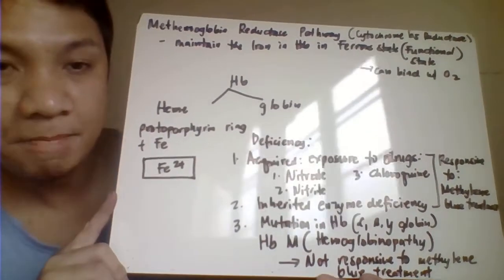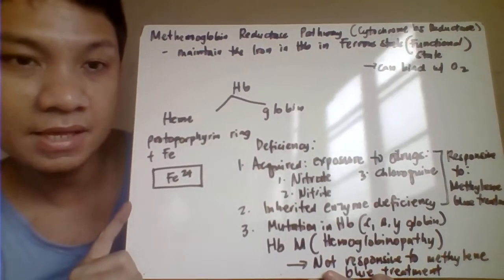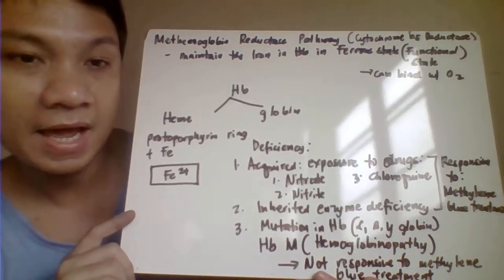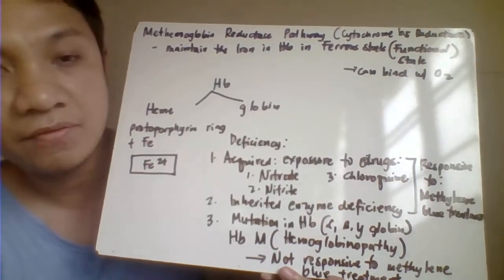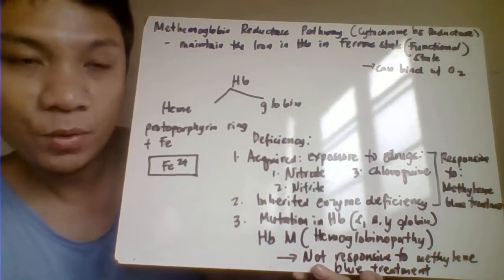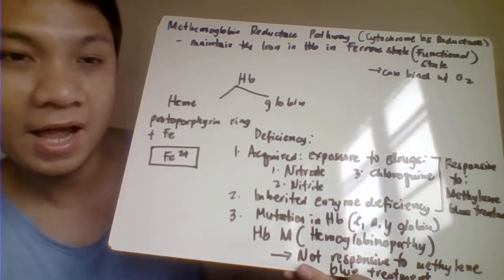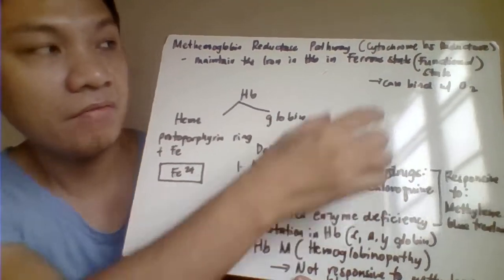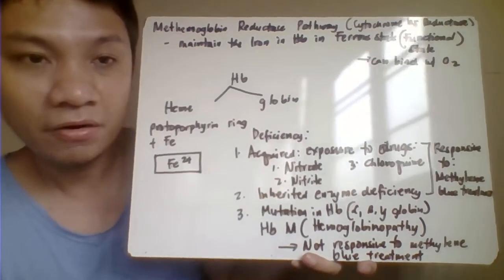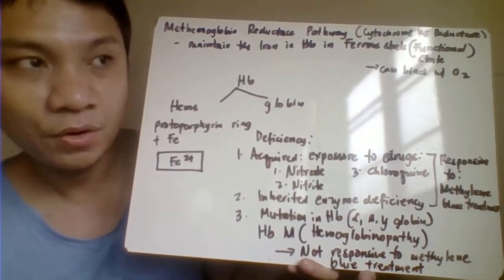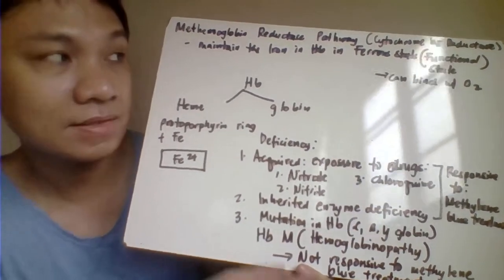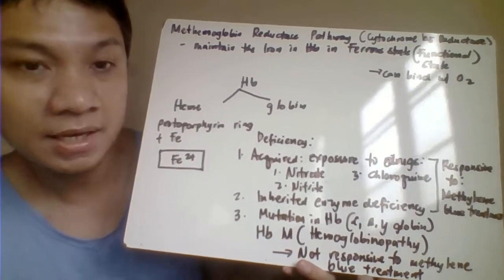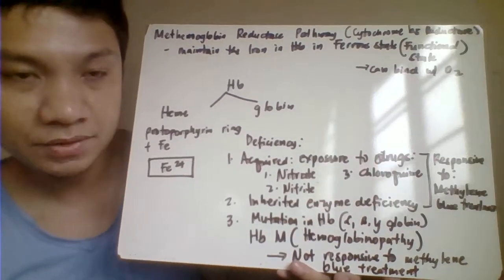Okay, the next metabolic pathway we have is your methemoglobin reductase pathway. The other name for the methemoglobin reductase enzyme is cytochrome B5 reductase. So, this pathway would maintain the iron in your hemoglobin in the ferrous state, or Fe2+. Okay, the ferrous state is the functional state of your iron in your hemoglobin. Once the iron is in the functional ferrous state, it is able to bind with your oxygen and eventually deliver your oxygen.